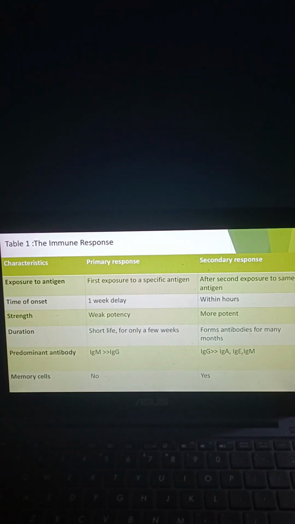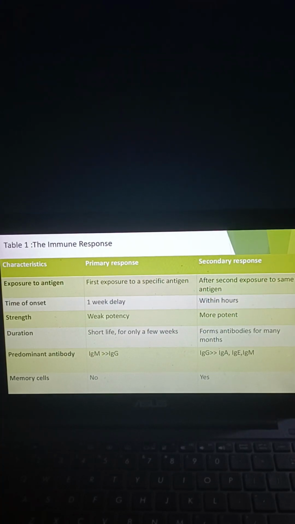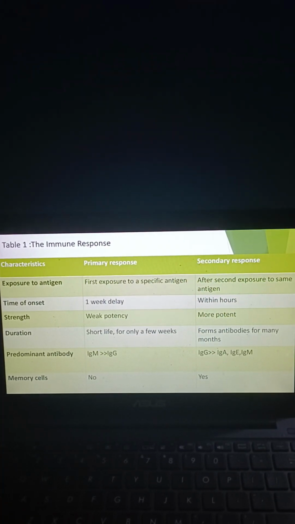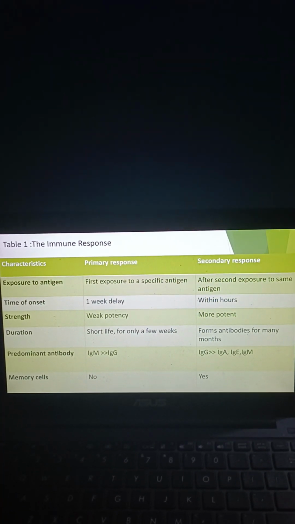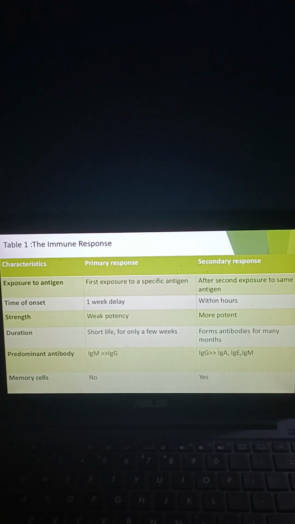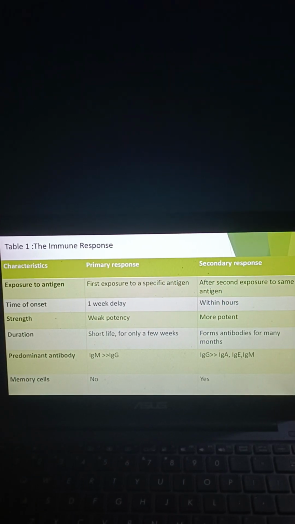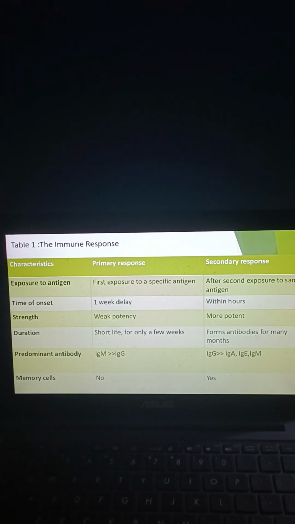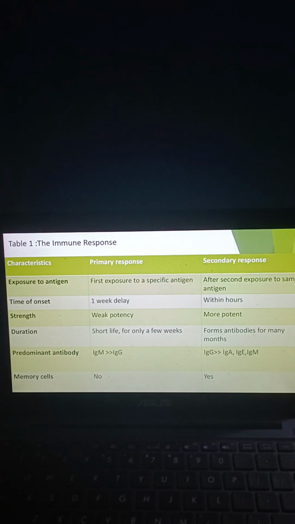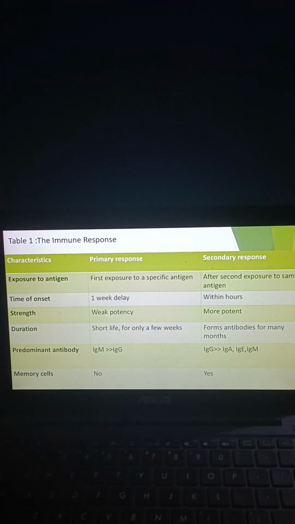Predominant antibody: in primary response IgM is greater than or equal to IgG, while in secondary response IgG is greater than IgA, IgE, IgM. Memory cells: in primary response there are no memory cells, but in secondary response, yes, memory cells are present.